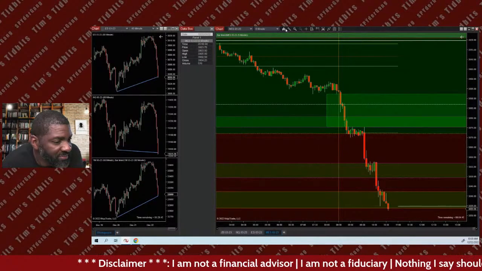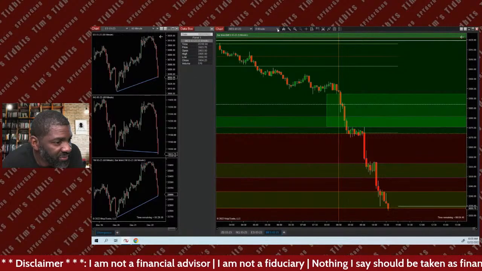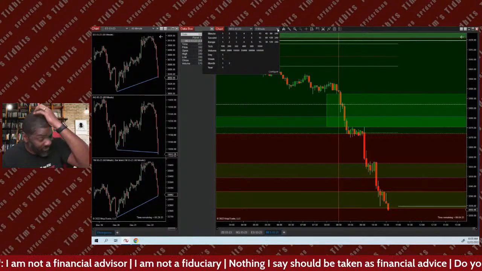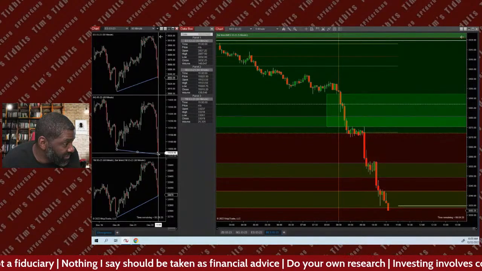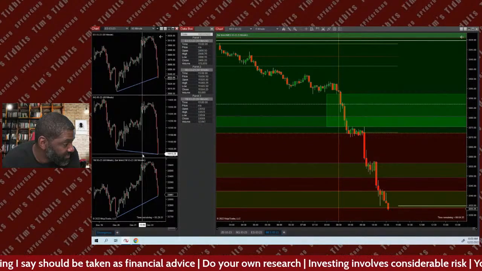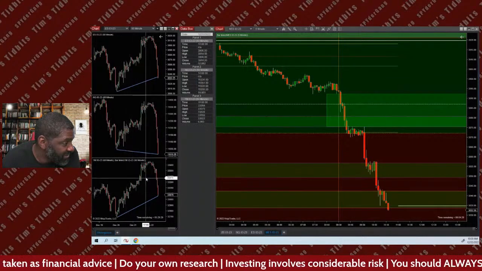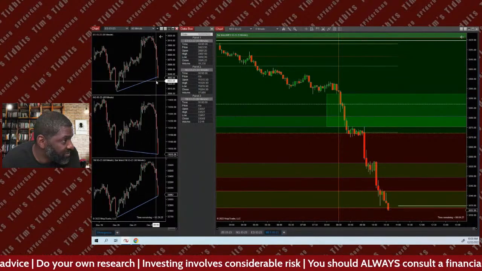We just want to melt. We just want to melt for the rest of the day. That's what it looked like, because man, look how the NQ just gave up the ghost. The NQ just gave up the ghost, dumping.